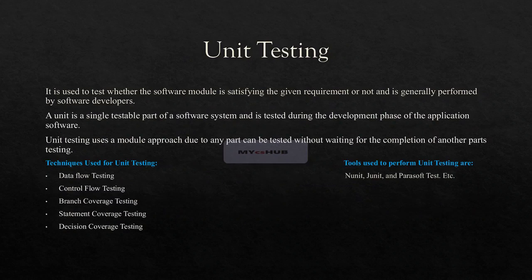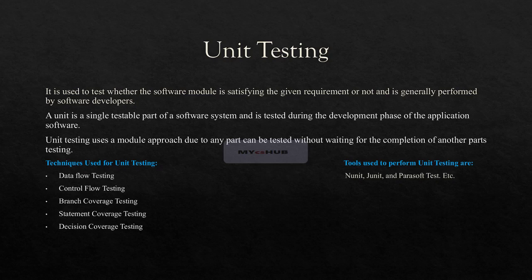Now, let me explain about unit testing. It is used to test whether the software module is satisfying the given requirement, as we have already discussed in the previous slide. A unit is a single testable part of a software system and is tested during the development phase of the application software. Unit testing uses a modular approach, so any part can be tested without waiting for the completion of another part of testing.